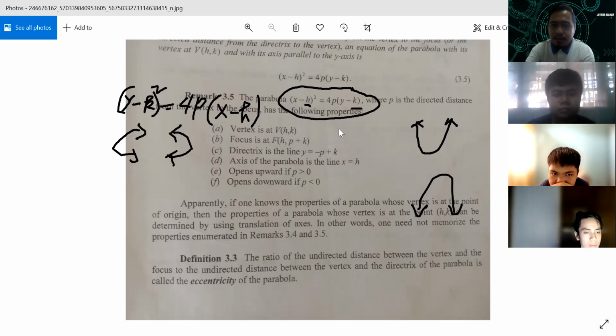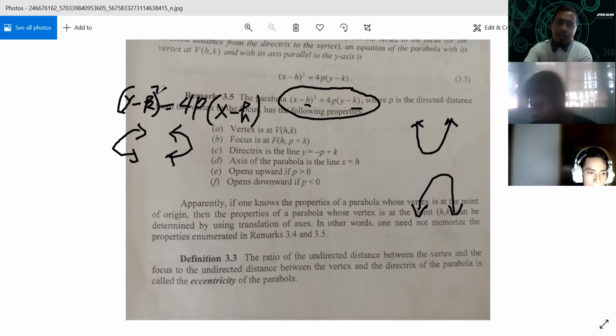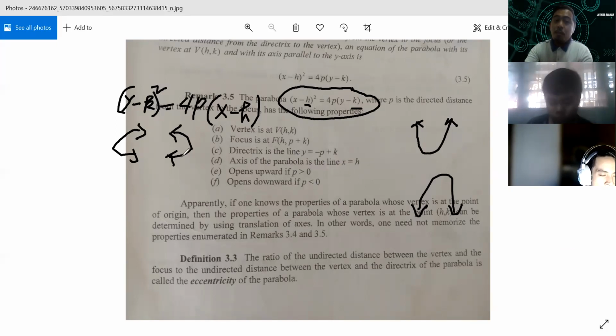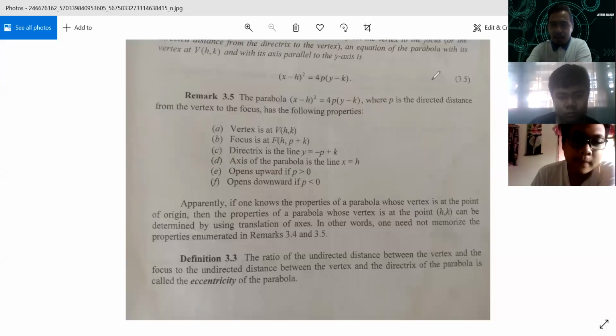So remember, your parabola is opening up if your p is greater than 0, the same as our previous discussion, and it is opening down if p is less than 0. And same here, it is opening to the right if p is greater than 0, and to the left if p is less than 0. Is it clear, class? Yes, sir. Good.